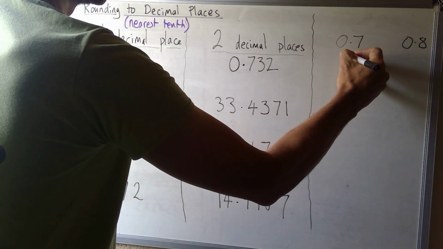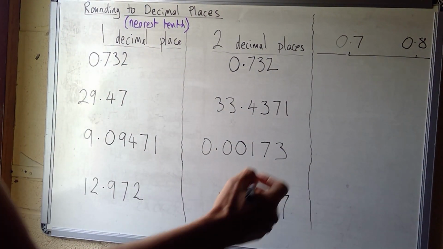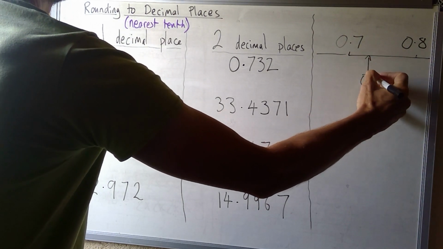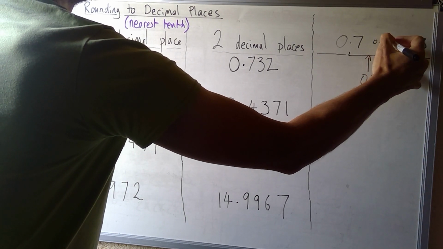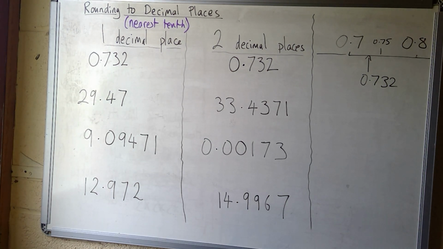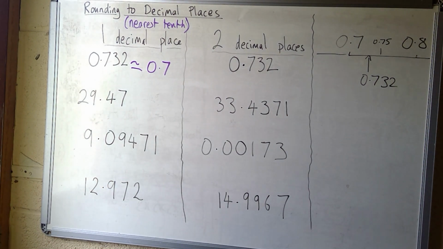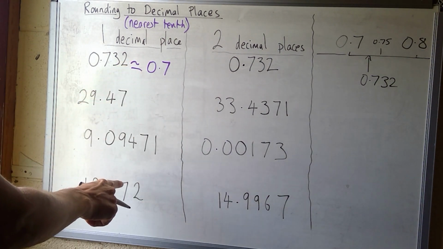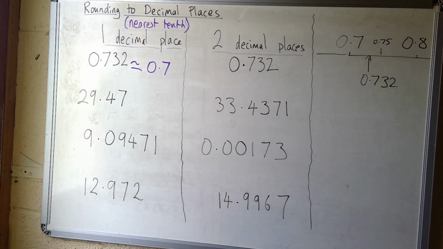So if you think of a scale which has got 0.7 and 0.8, 0.732 will be around there. 0.75 would be the halfway point. So it's going to be nearer to 0.7. So to one decimal place, we are going to round that to 0.7. Now drawing a diagram and drawing a scale can be helpful, but you probably won't need to most of the time. So let's look at how we can do these without drawing a scale, but if you find it helpful, you can always go and draw one.